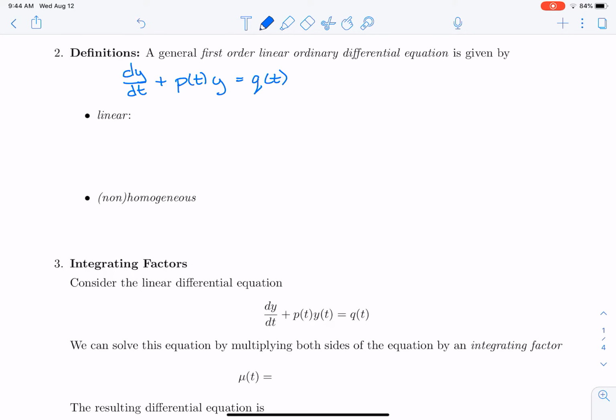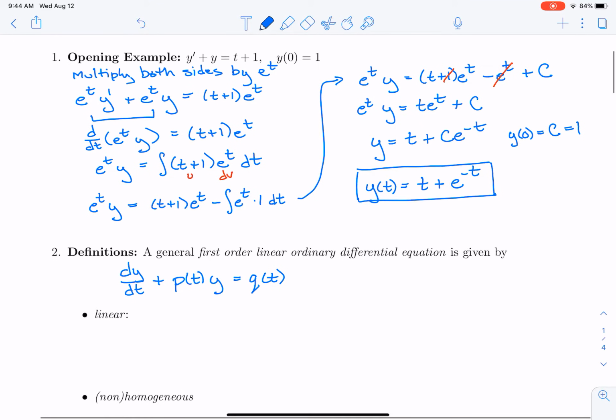So let's go back and look at our example for just a moment. Okay, so we have a dy/dt. Then we have a p of t times y. In this case, p of t was 1. And then on the right-hand side, we had a q of t, and q of t was t plus 1. So the differential equation that we solved was linear. It was of that form.